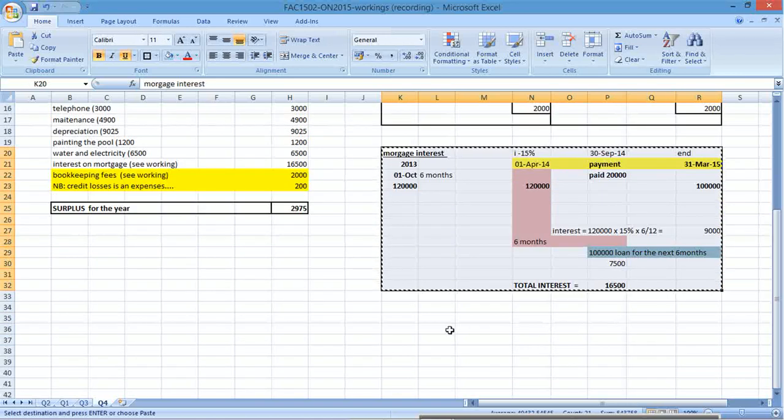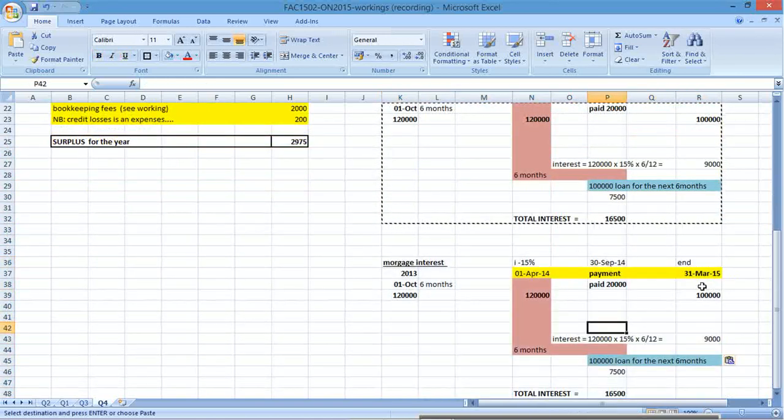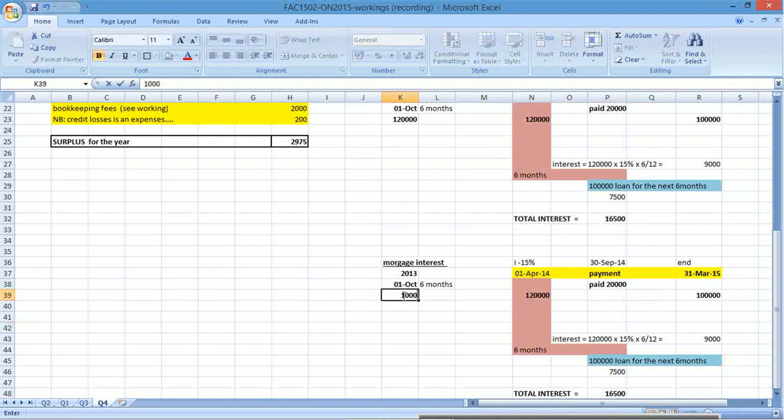Okay, you could have viewed it this way, where you could have said, well, the loan was 100,000 here. Okay, so 100,000 there. And then this would have been 80,000 there for the next 6 months. So then this would have been 100,000 times 15 over 6, and then this is the 80,000 times 15 over 6 over 12. Okay, so that was that.